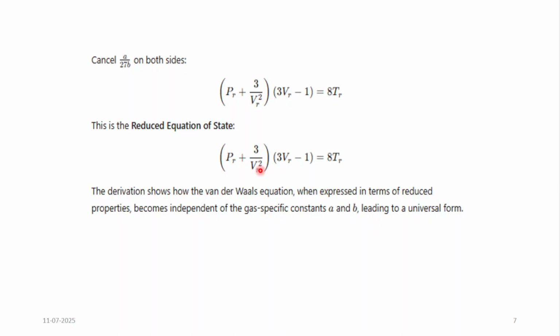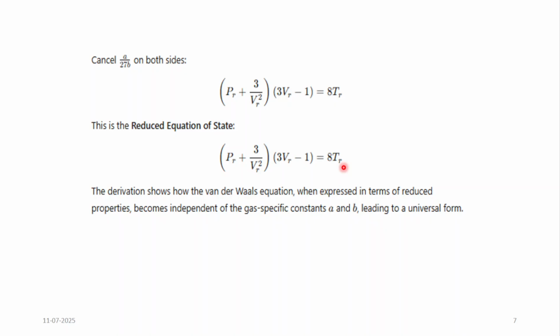That means the molecular attraction, when the molecules come closer together there will be attraction, and the volume occupied by the molecules, which were considered in real gases by van der Waals, are now not needed here in the reduced equation of state. So now it totally depends on PR, VR and TR values.